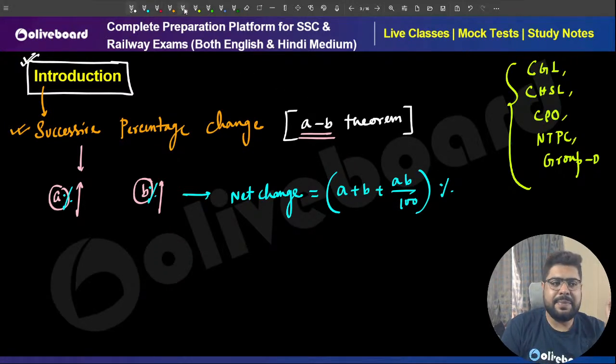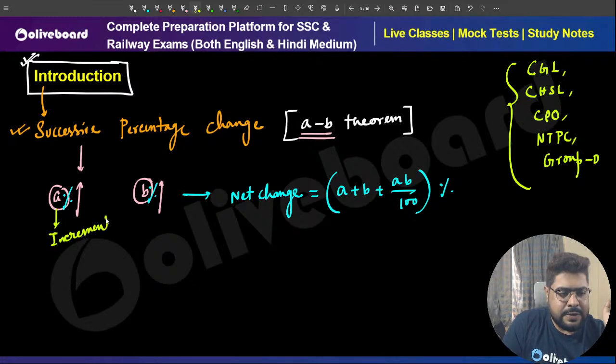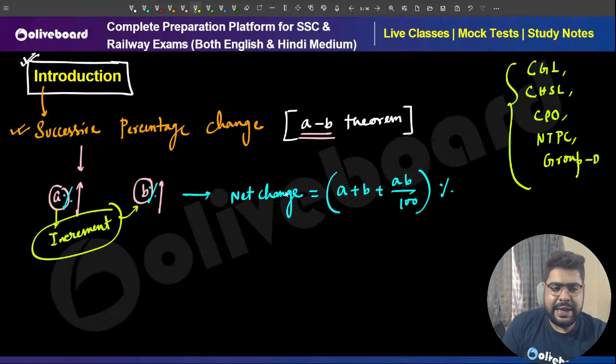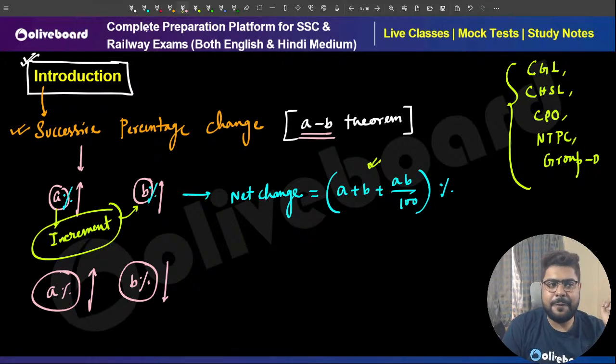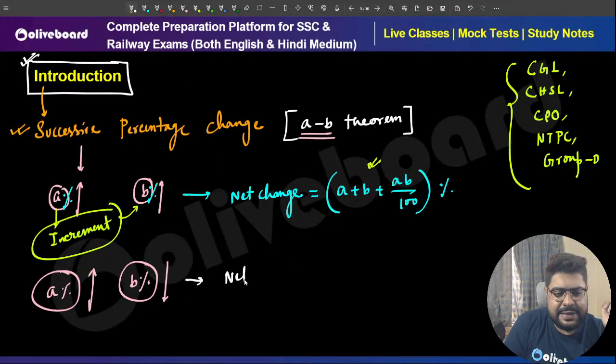Now please understand, here A will be a positive change and B will be a positive change. What do I mean by positive change? Positive change means incremental changes. If both A and B are positive, the changes are incremental. Now it might so happen that the A% change is incremental, I'm giving an upward arrow, and then there is a B% change that is decremental, I'm giving a downward arrow. So what will be the net change in that case?